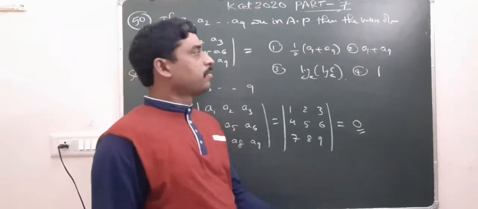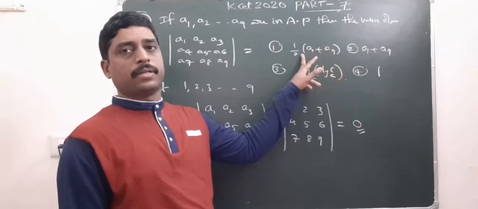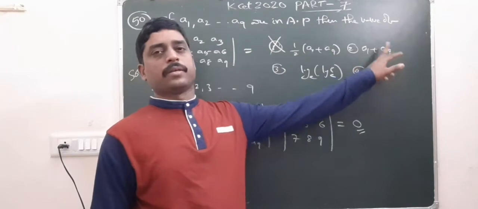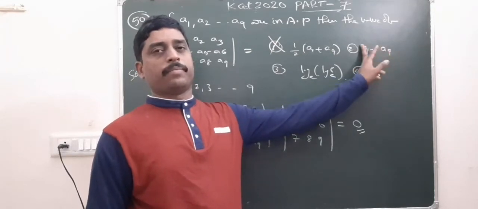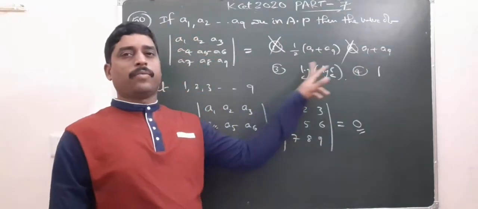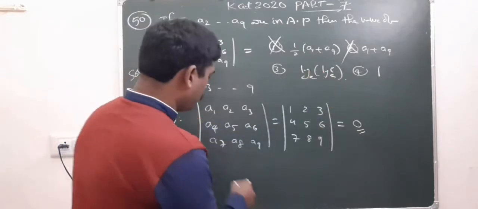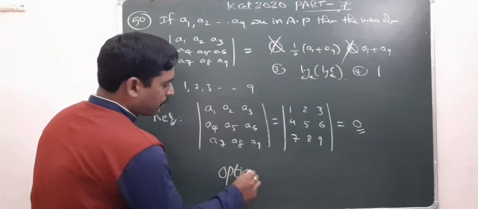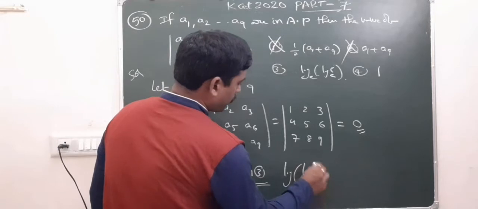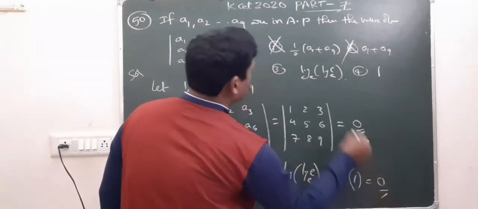Which option is correct? First option. A1 is 1, A9 is 9. 1 plus 9 by 2, this is nothing but 5. So this is not correct. A1 plus A9. A1 is 1, A9 is 9. 1 plus 9, 10. This is not correct. Option 3. Log of log e base e. Log e base e value 1. Log of 1 is 0. So option 3 is correct. Let us take option 3. Log of log e base e. So log e base e value 1, log 1 value 0. So option 3 is correct.